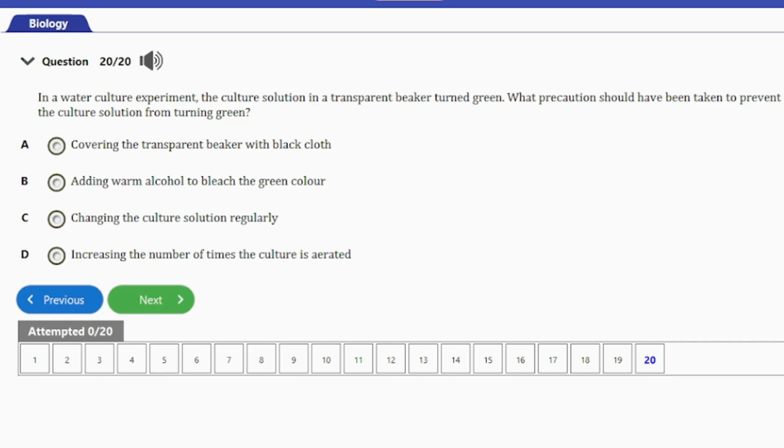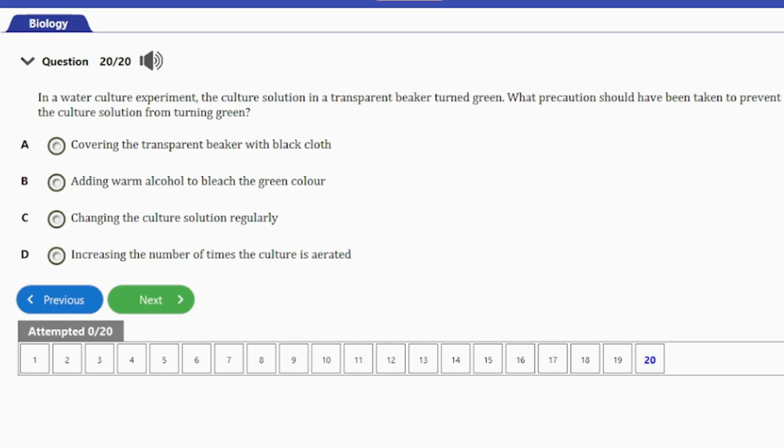So let's go ahead and consider the next and last question for this video, and that's question number 20. It says, in a water culture experiment, the culture solution in a transparent beaker turned green. What precaution should have been taken to prevent the culture from turning green? So guys, we have options A here, covering the transparent beaker with a black cloth, B, adding warm alcohol to bleach the green color, C, changing the culture solution regularly, and D, increasing the number of times the culture is irrigated.